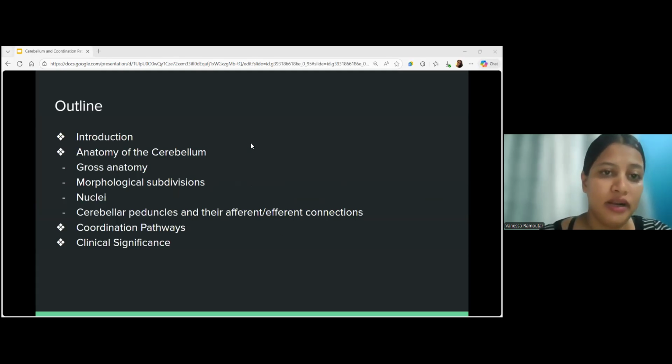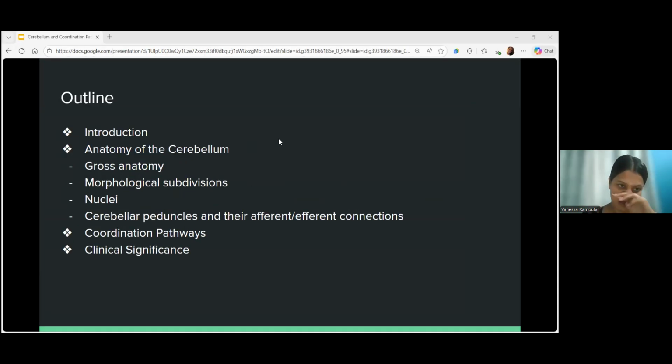So this is an outline of what we will be covering within this presentation. I will be discussing the gross anatomy of the cerebellum, its morphological subdivisions, the nuclei, cerebellar peduncles with their afferent and efferent connections, the coordination pathways, and some clinical significance.